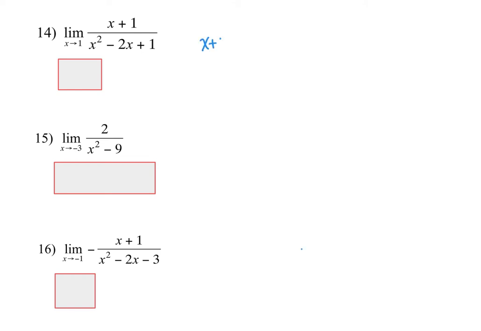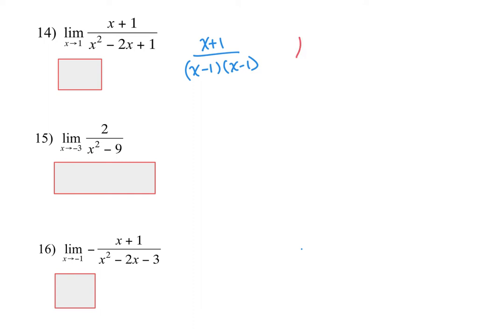The top does not cancel our factor. The bottom one is x minus 1, x minus 1. So my problem didn't cancel either, because I'm moving towards 1. Now I'm moving towards 1 overall.